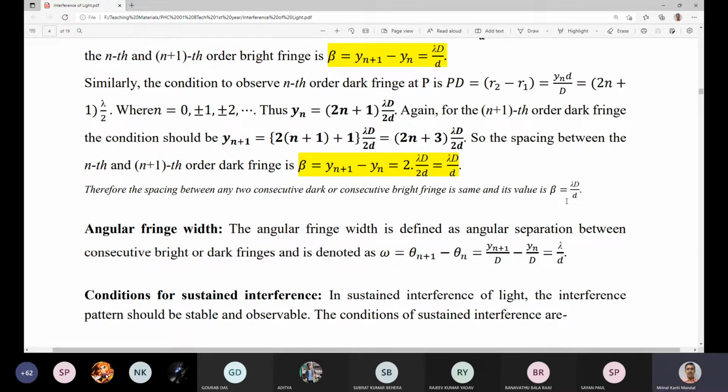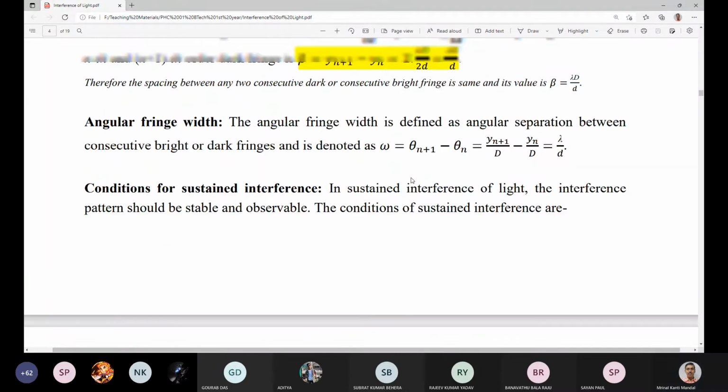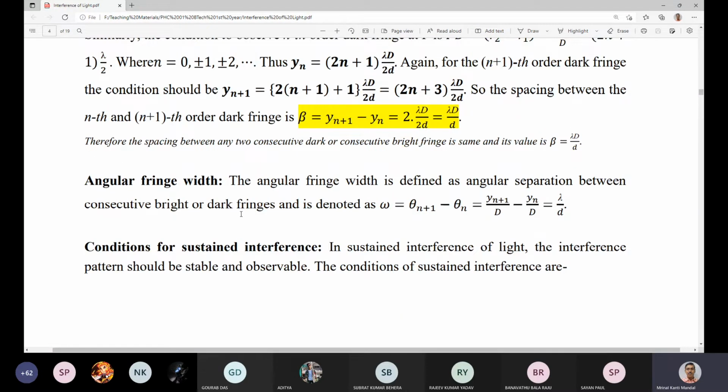Now another thing, angular fringe width. The angular fringe width is defined as the angular separation between two consecutive bright or dark fringes. This is the linear separation, that is lambda D divided by d. That is the fringe width, linear separation.